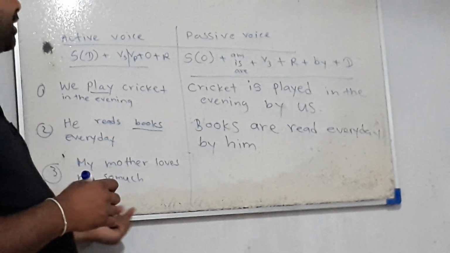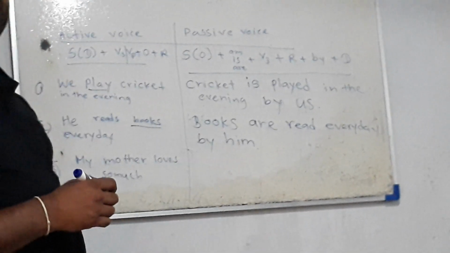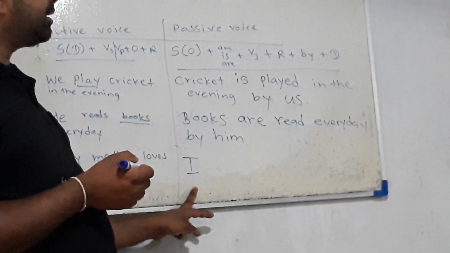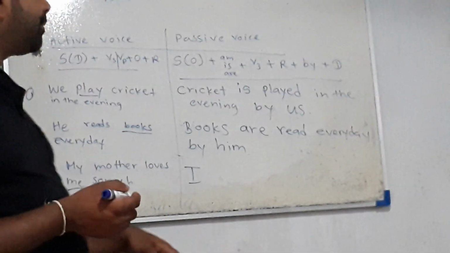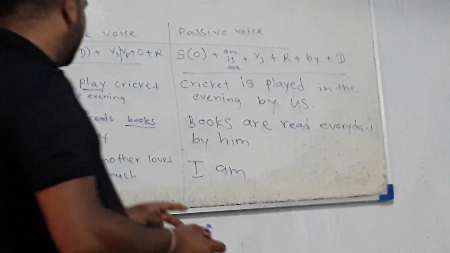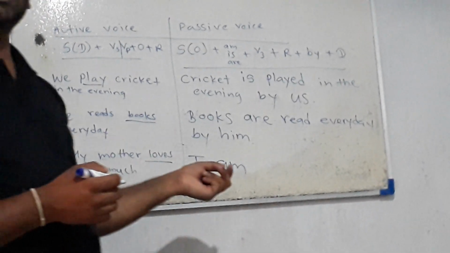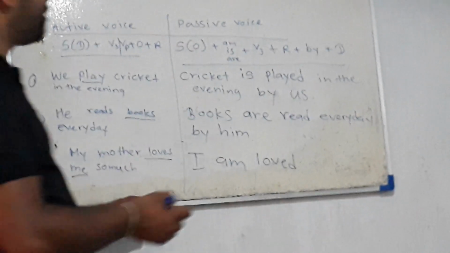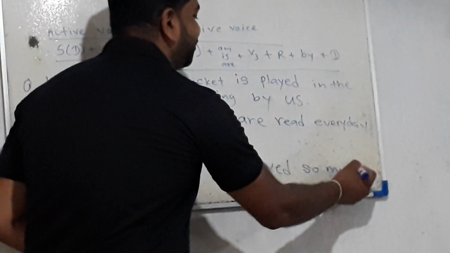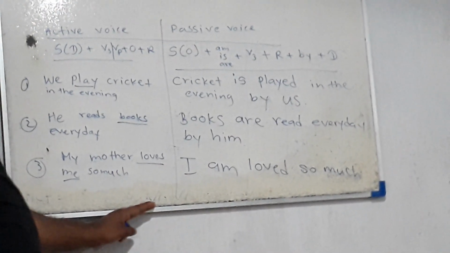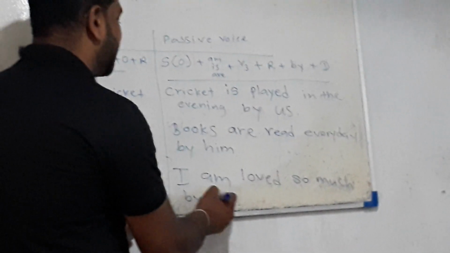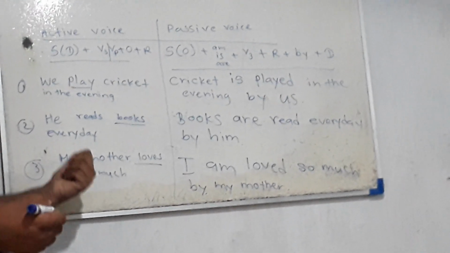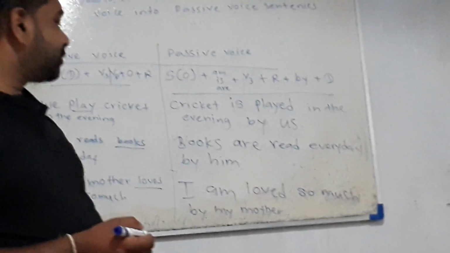So if you write me at the beginning of the sentence, you need to write the subjective form. So me becomes I. So if you write I here and look at these three helping verbs, you need to write am, right? Then the verb is loves. What is the past participle of loves? Loved. Okay, then the extra words are there, that is so much. And if you need to mention the doer also, put the preposition by and write my mother.